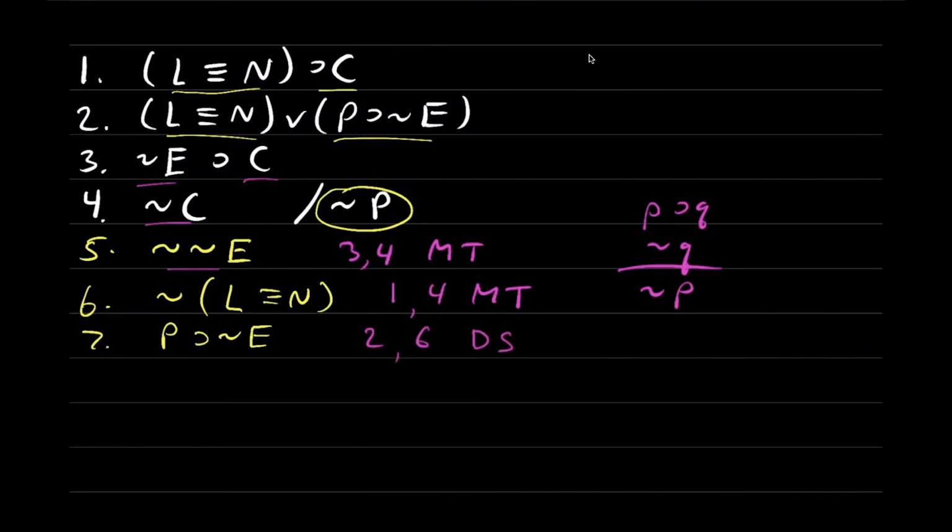And again, just to make it really clear, line 2 says either L is equivalent to N, that's the expression in parentheses on the left, or P implies not E, that's the expression in parentheses on the right. Line 6 told us that the expression on the left, L is equivalent to N, is actually false. So we know that the expression in parentheses on the right has to be true. That's what we got on line 7, P implies not E.